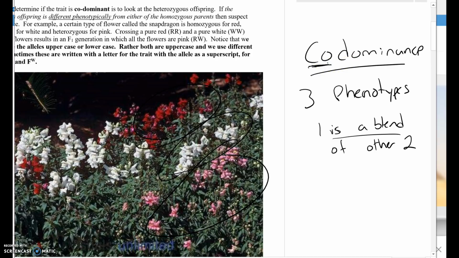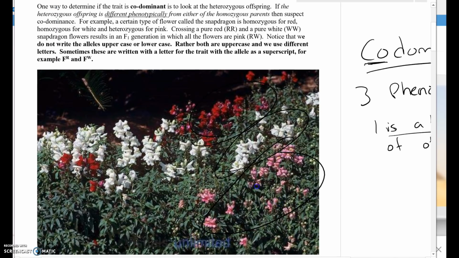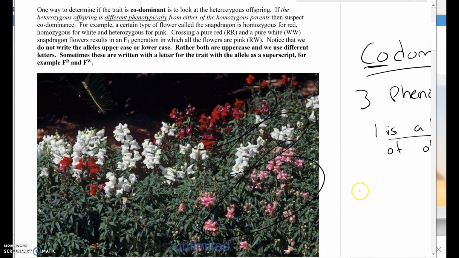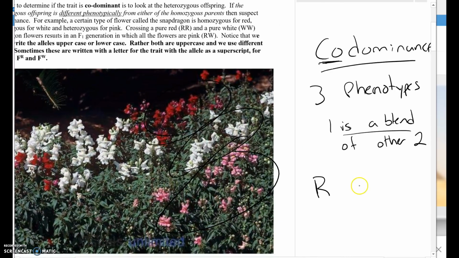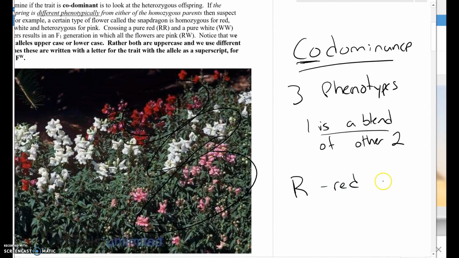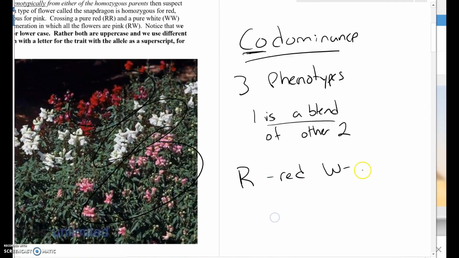So before, when we represented dominant alleles, we represented them with capital letters. So if there was a red allele, we might represent that with a capital R, and a white allele, we might represent that with a capital W. We can't use two of the same letters because you can't have two capital letters of the same letter, whereas we could have an uppercase and a lowercase of the same letter.